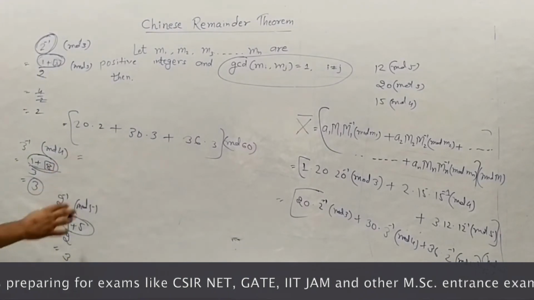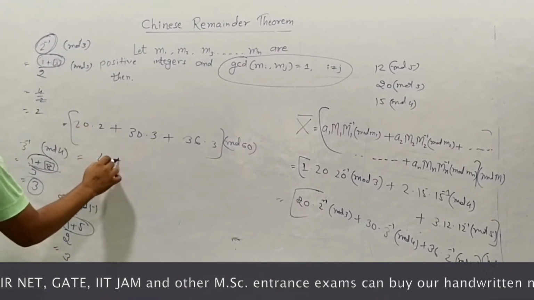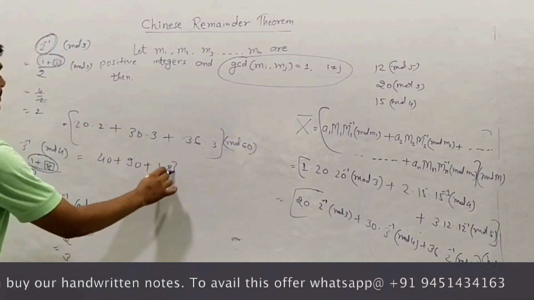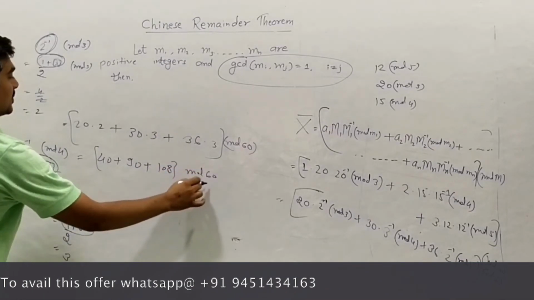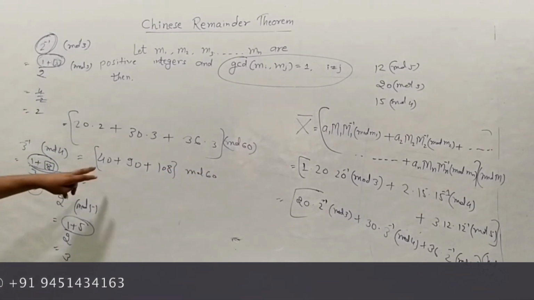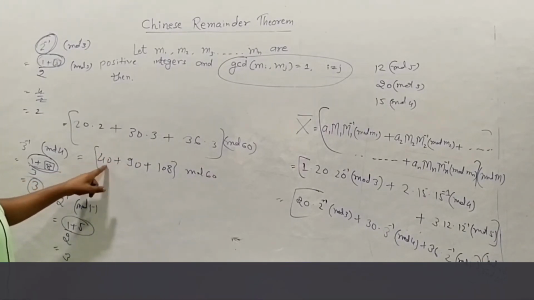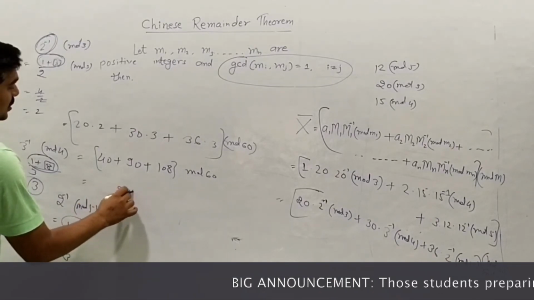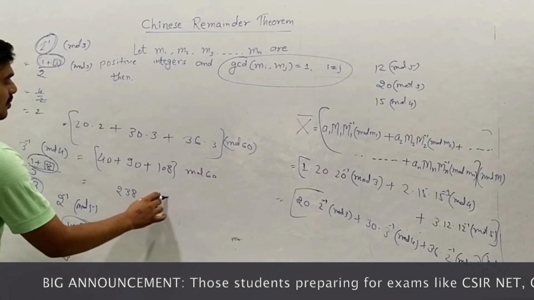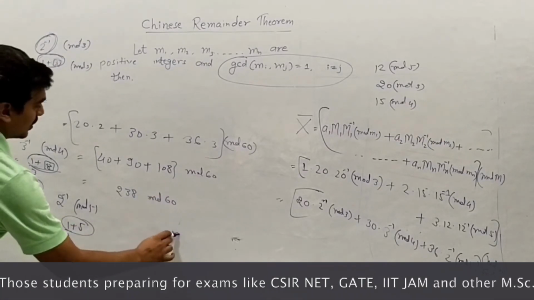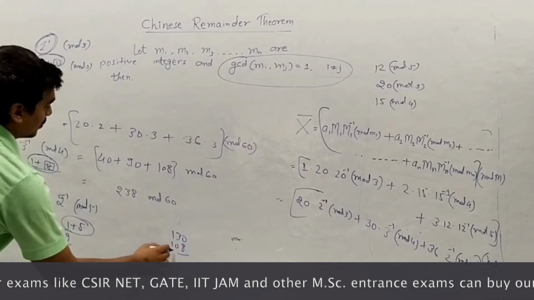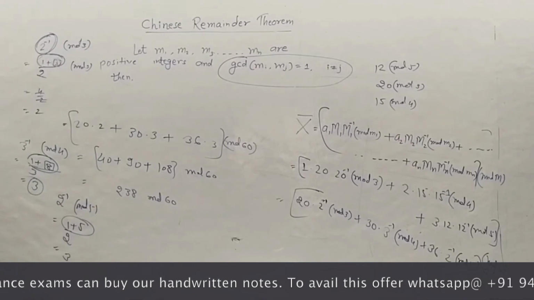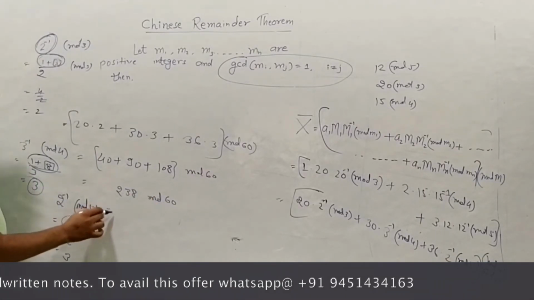Okay friends, so 20 times 2 is 40, then 90, and this is 108, mod 60. Now 130 and 108, that is 238 mod 60. Okay, 130 plus 108 is 238. Now 238 in modulo 60, what will it become?